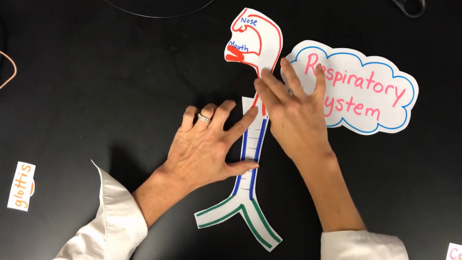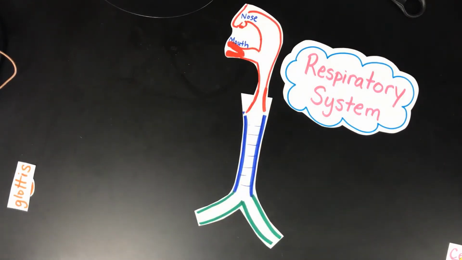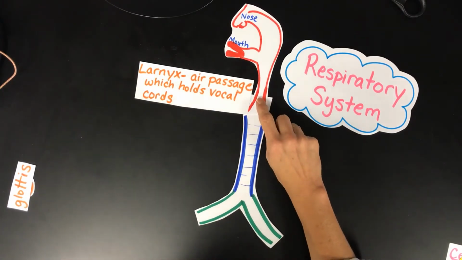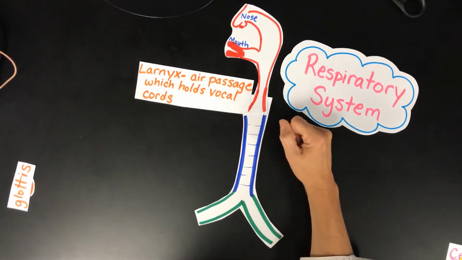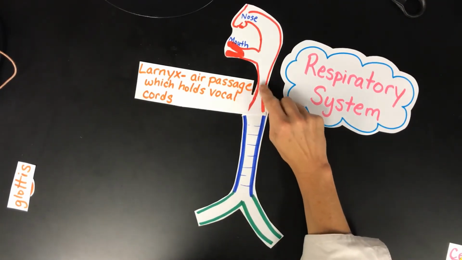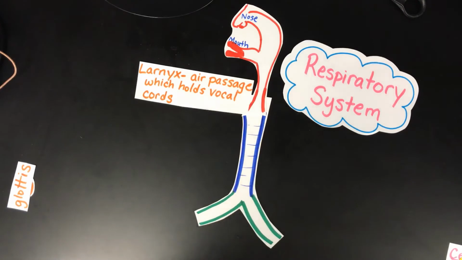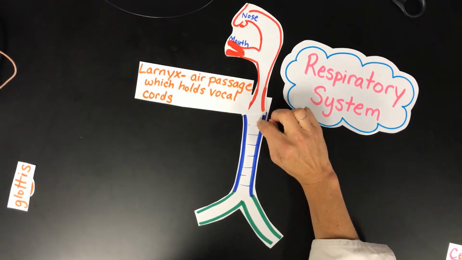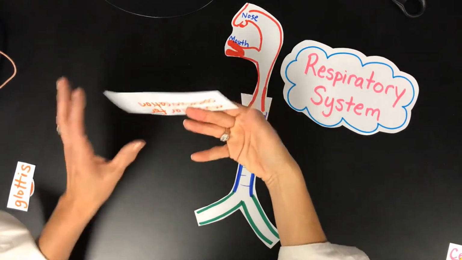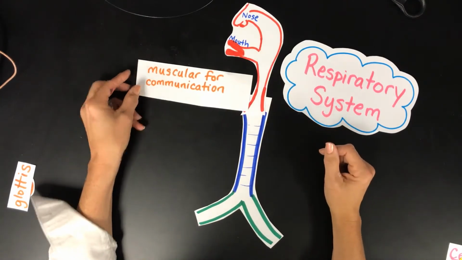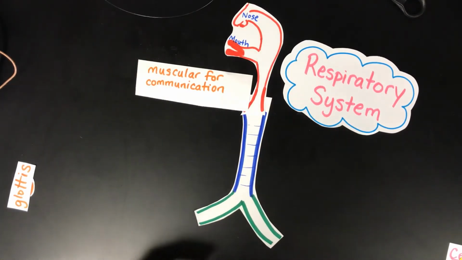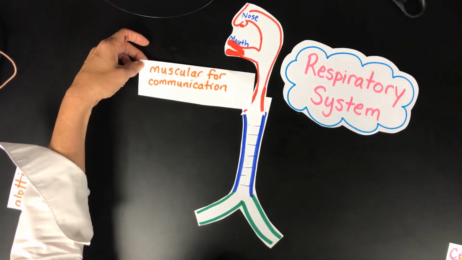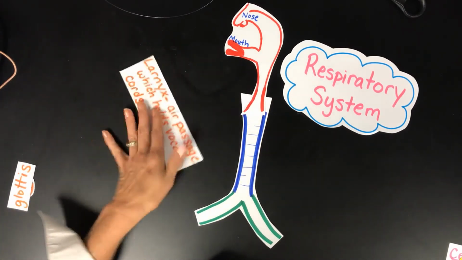So here's a little picture of the trachea. And right as it's going to the trachea, it's going to pass through the larynx. Now the larynx is an air passage which holds the vocal cords. You can feel where your vocal cords are when you're talking, right at the bottom of your neck where it goes down into the trachea. When we're thinking about form following function, the larynx is muscular. We do communicate, and so it is a muscular area of our system. The muscles can move and contract in order to speak. And so that's the larynx.